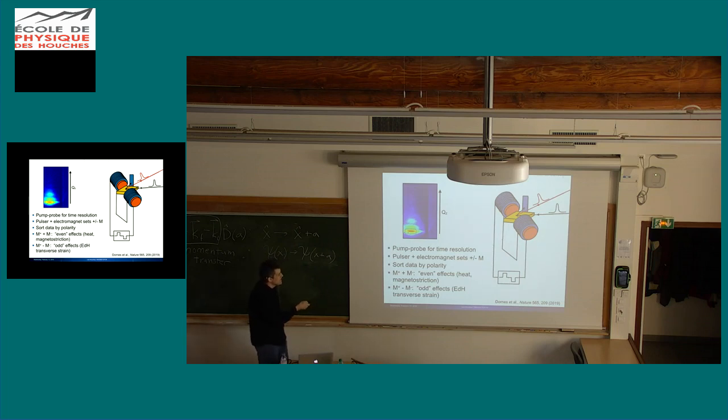So we split the data into even and odd effects. The even effects contain all the boring stuff like heat and magnetostriction. Well, okay, maybe I shouldn't say it's boring. Sorry. I remember there are a lot of posters about magnetostriction out there. But the novel effect is this Einstein–de Haas effect transverse strain, which would show up as an odd contribution.